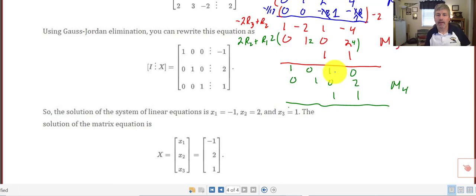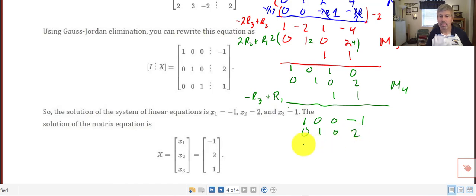I've done some rewriting. I'm making some good progress. I just need to eliminate the 1 in the top row. If I take the opposite of row 3 and add it to row 1, my new row 1 becomes 1, 0, 0, negative 1. My row 2 stays the same, 0, 1, 0, 2. My row 3 becomes 0, 0, 1, 1. Finally, my fifth matrix is in reduced row echelon form.